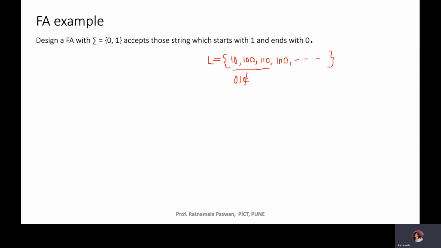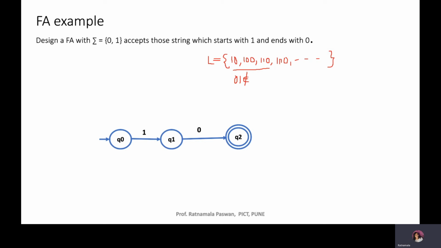Let us start with the initial state. Q0 is the initial state. We will start with a very basic case, that is it should accept the minimum length string, that is 10. While designing, make sure that there is a path from the initial state to the final state on this input string 10. We will consider all the cases later. This is the very basic string we have considered, 10, which is accepted by this finite automata, right?